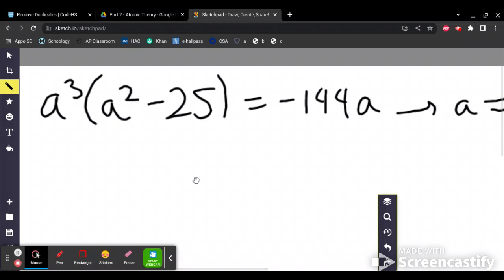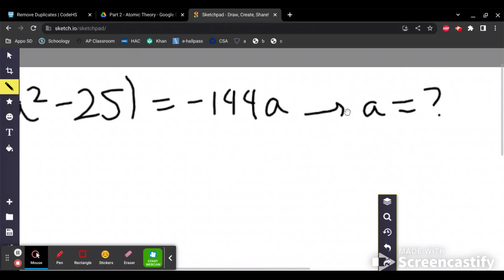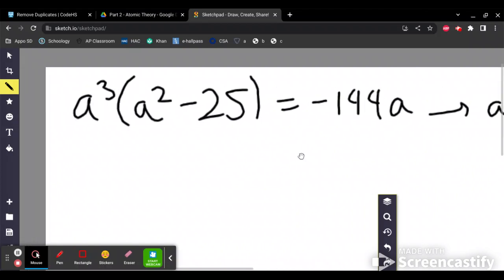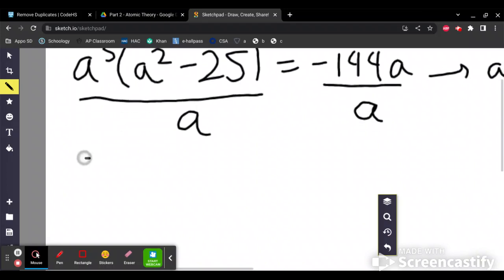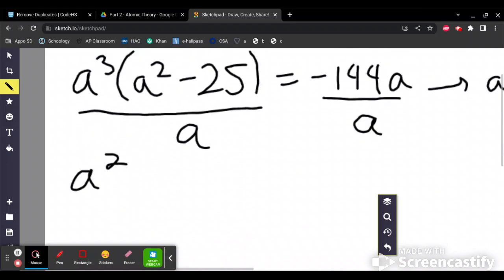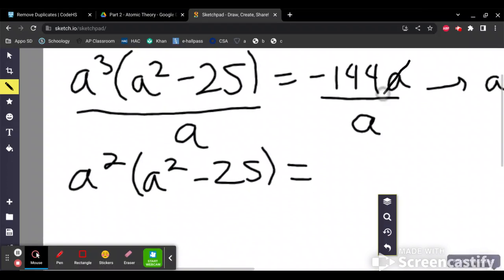First things first, the problem says a cubed times the quantity a squared minus 25 equals negative 144a. We've got to solve for one of the solutions for what a equals. So let's first divide both sides by a, just to get rid of that annoying little tail end there. So this becomes a squared, right? Because a cubed divided by a equals a squared times the quantity a squared minus 25 equals, this cancels out, negative 144.